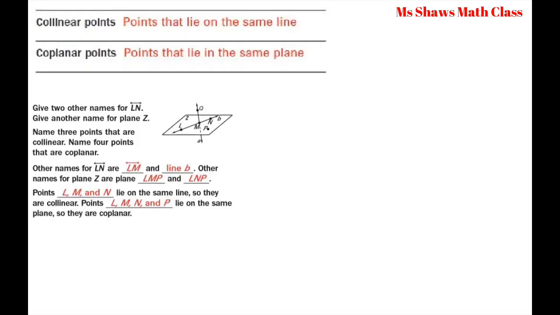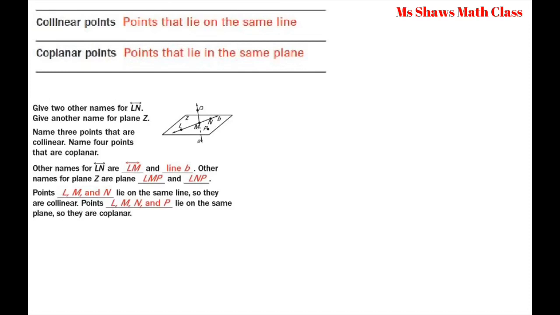Everyone, we're going to talk about colinear points and coplanar points and a little bit about lines. So let's get started. This is a definitional type video. There are some examples as well. Basically, colinear points lie on the same line.